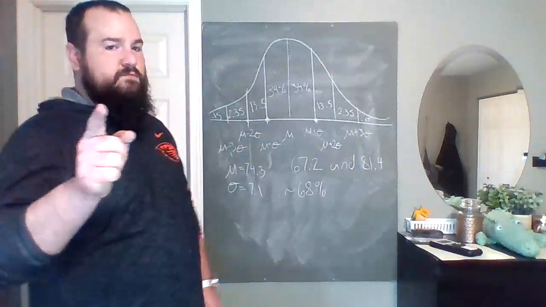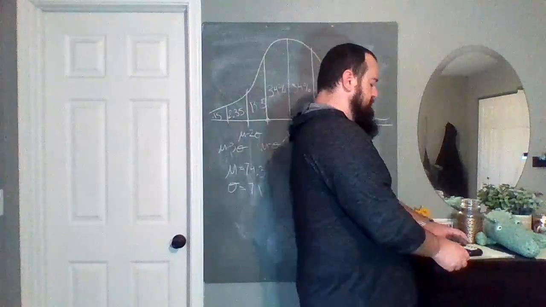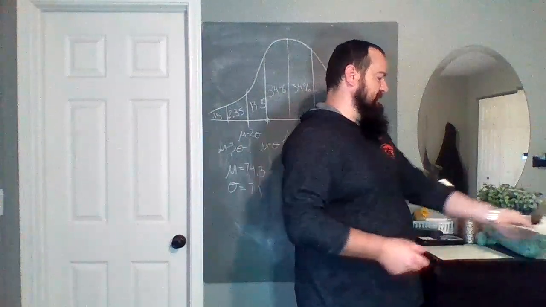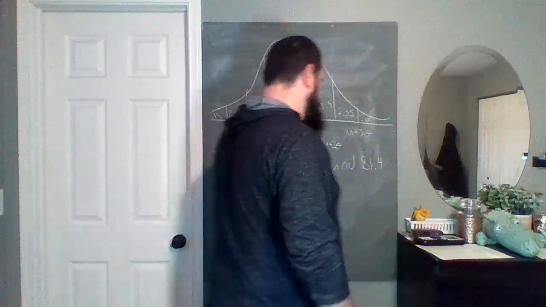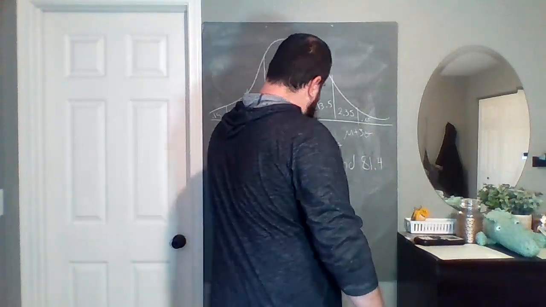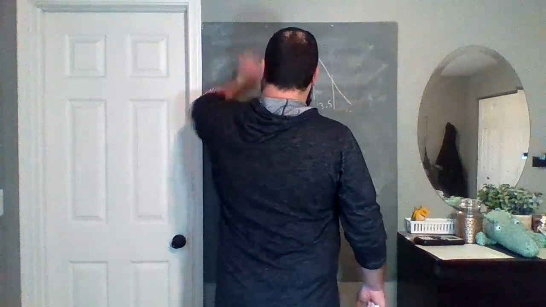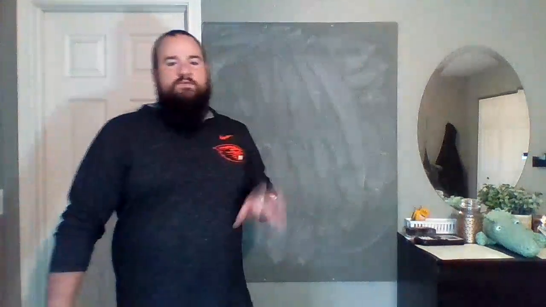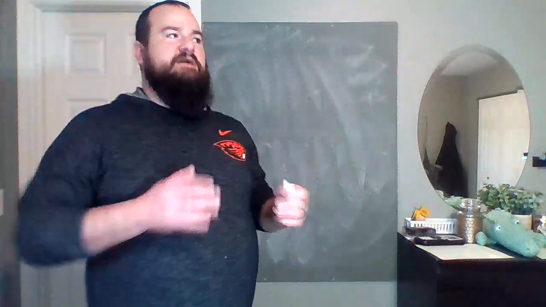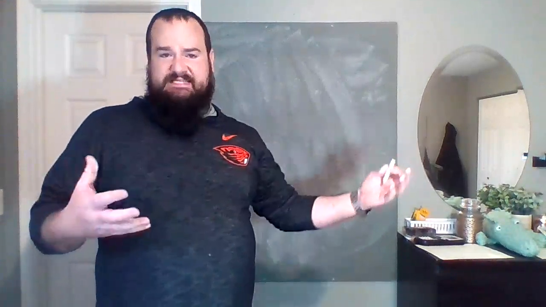All right? So, with that, let's move on after the empirical rule. What we're going to talk about now is relative standing. What relative standing is talking about is standardizing scores or data values so that they're comparable across any data set.